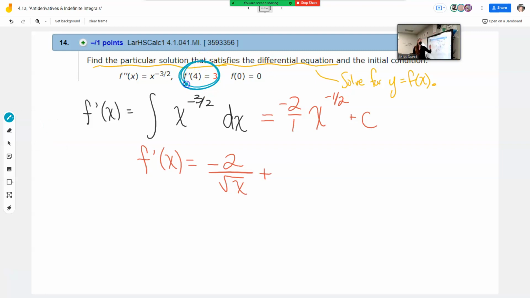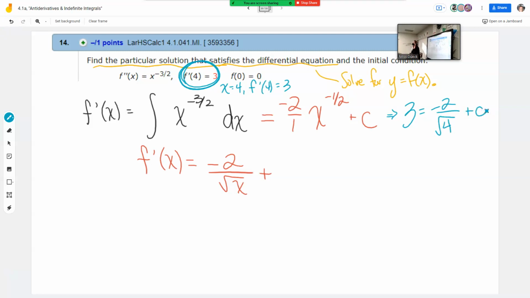I have a clue. Now, careful. Do you know what the clue says? Do you know that x is equal to 4 and the derivative is equal to 3? Would you put them in the right spots? Hopefully, right? So I can take this guy and I can say, okay, 3 is equal to negative 2 over square root of x plus c. Wait, square root of who? Oh, yeah. I should have plugged in square root of 4.